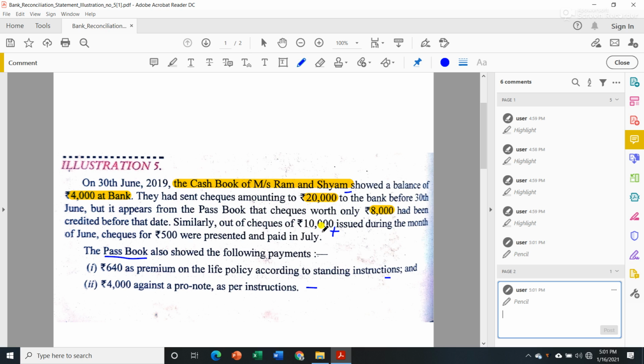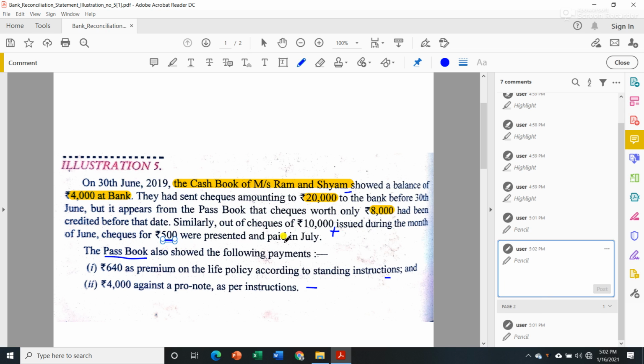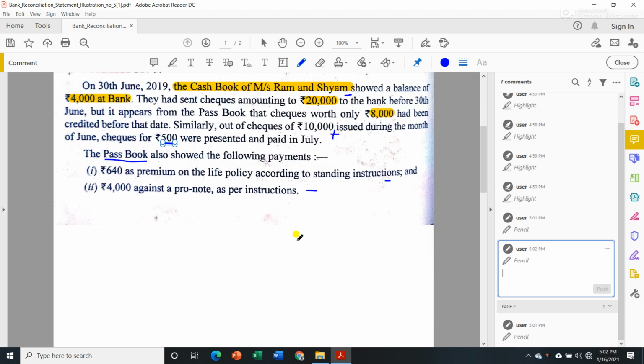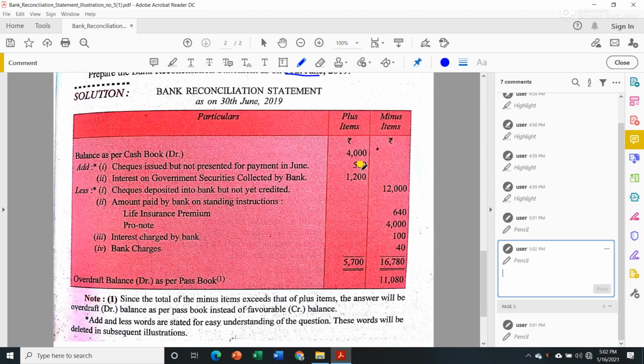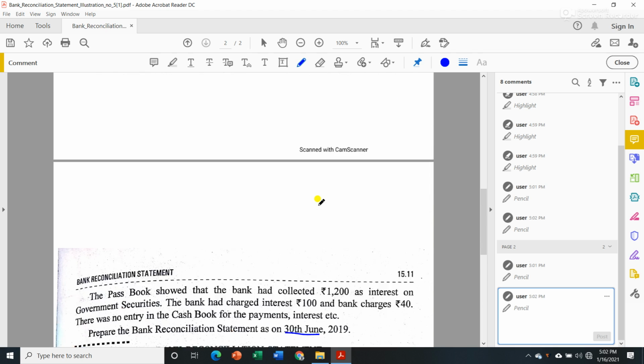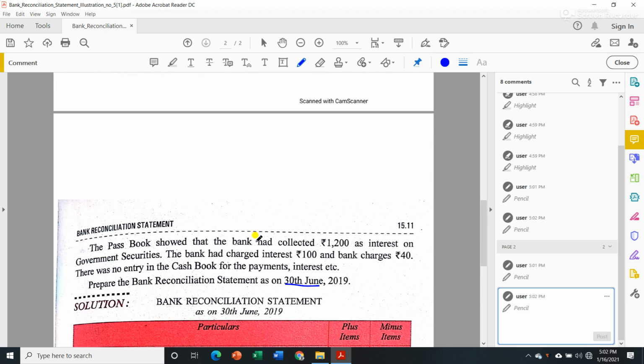Similarly, out of checks of 10,000 issued during the month of June, means we issued 10,000 but 500 were taken out from our bank account in July. So what we have to do is add this 500, not the difference. We have to add 500 in our cash book here. 500, be careful.